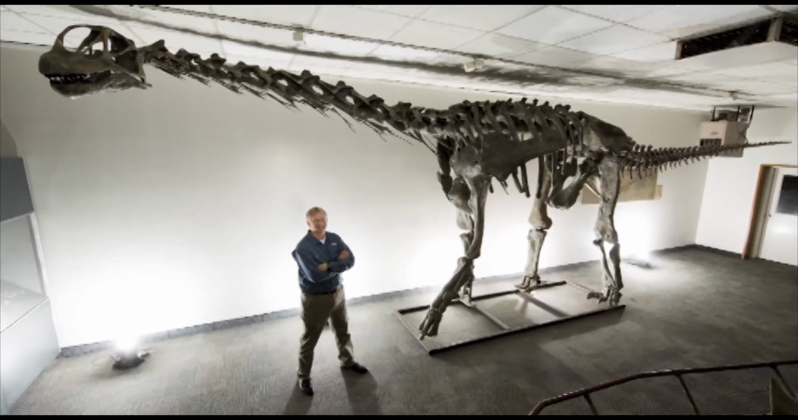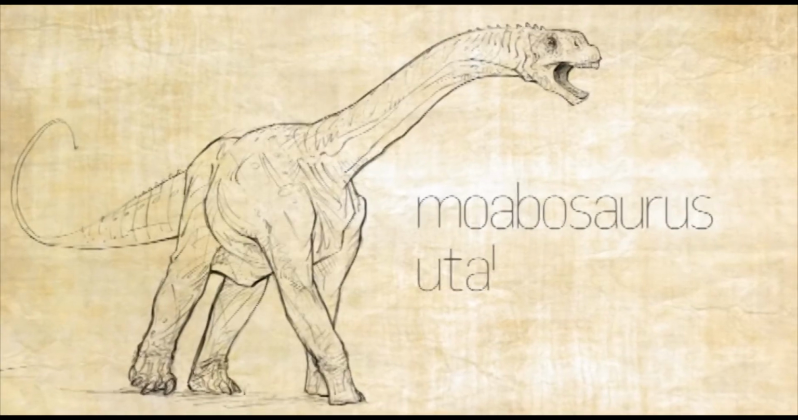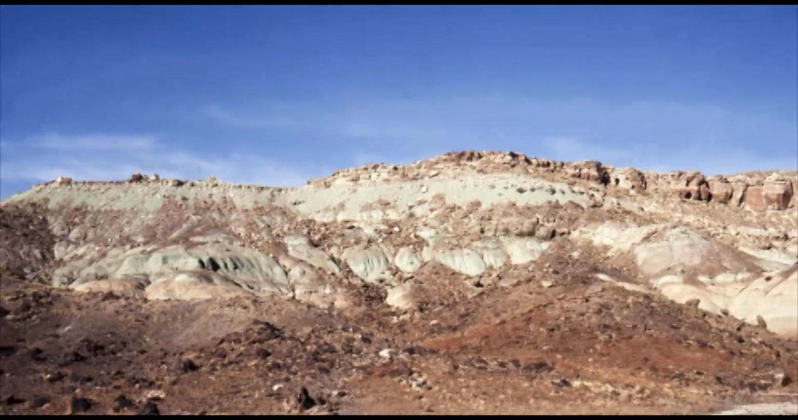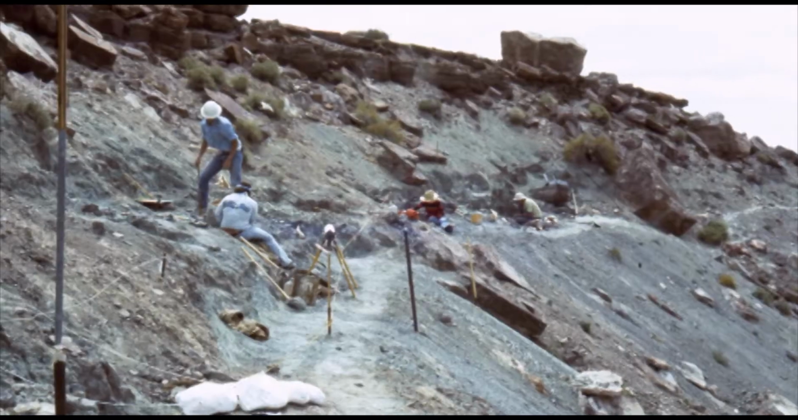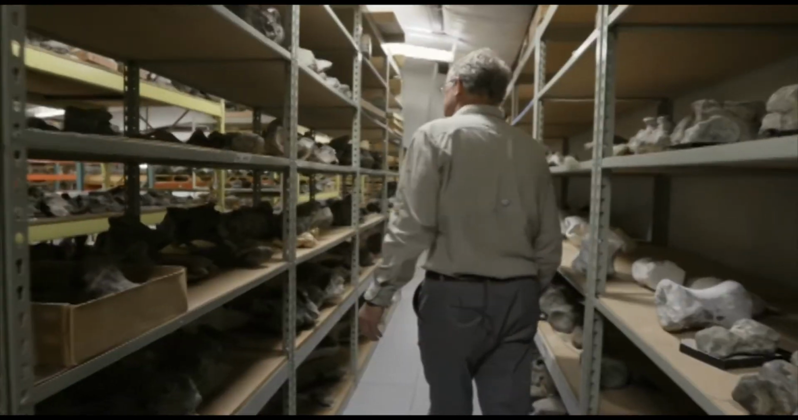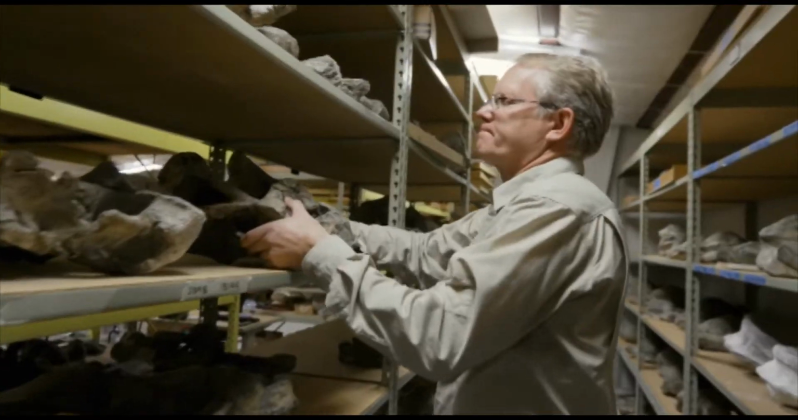We've named a new dinosaur, Moabosaurus utahensis. It has a long neck, a long tail, a huge elephant-like body. It's about 10 meters long, but that's small for a sauropod. We collected it near Moab, Utah, at a site called Dalton Wells. We've pulled over 5,500 bones from this one site, most of them belonging to this animal.